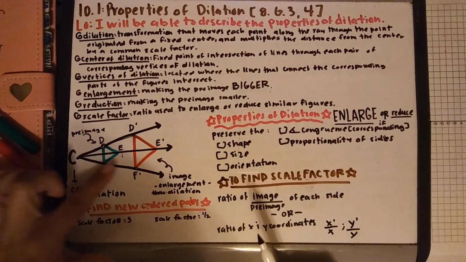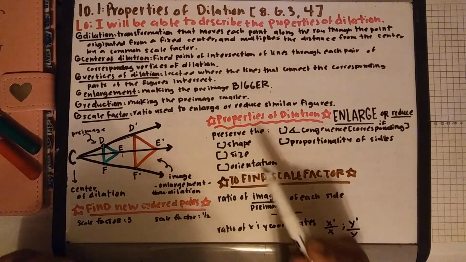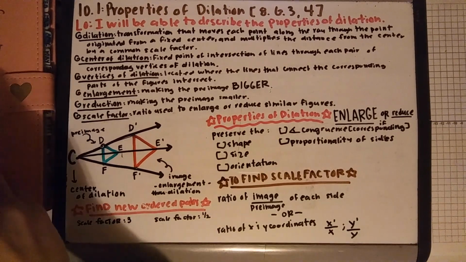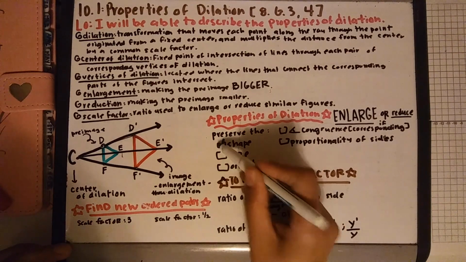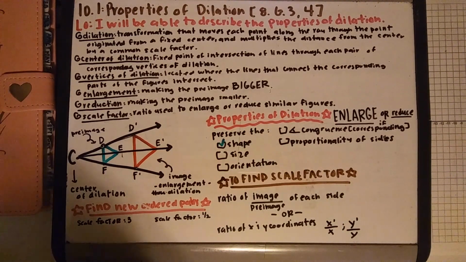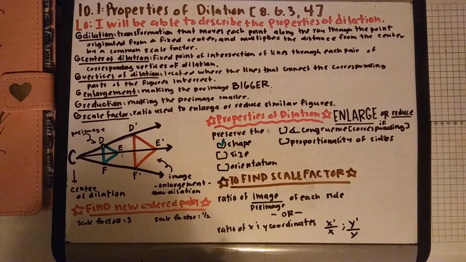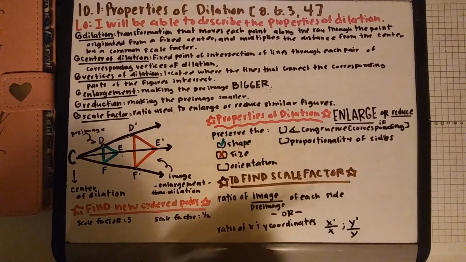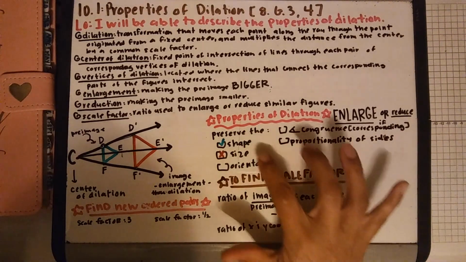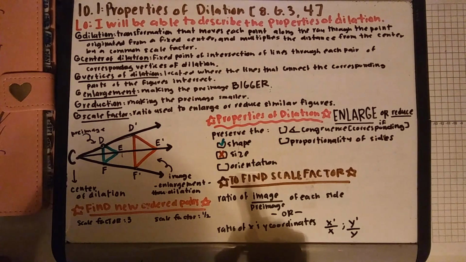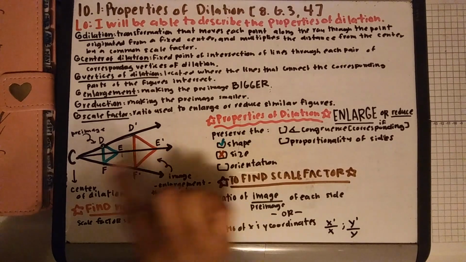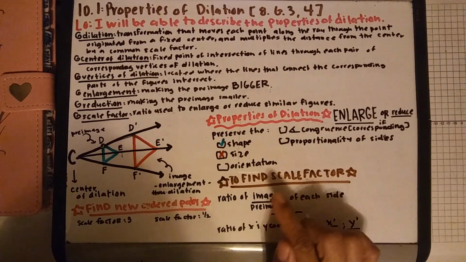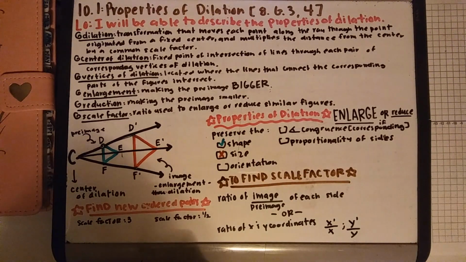In this case, these two triangles are the same shape, so the shape is preserved. The size, of course, is not, because that's what is either being shrunk or being enlarged. So this one doesn't preserve the size. Remember to think about congruence, because congruence has to do with shape and size being the same. So in this case, they are not going to be congruent. Orientation, they're facing the same way, so that one's preserved.